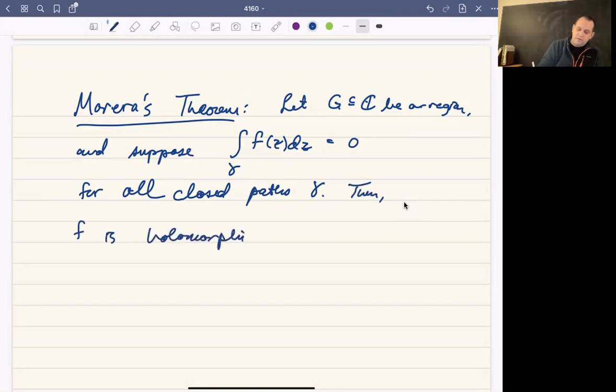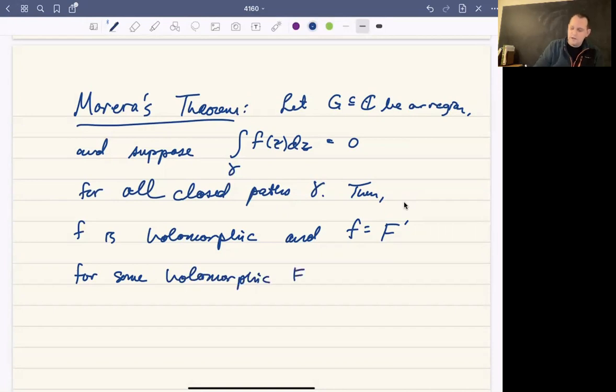So then f is holomorphic, and f has an antiderivative, capital F. So f is equal to capital F prime. Little f is holomorphic, and little f is the derivative of some holomorphic function capital F. And here this is holomorphic on G. I probably should have worded that a little differently, but there we go.